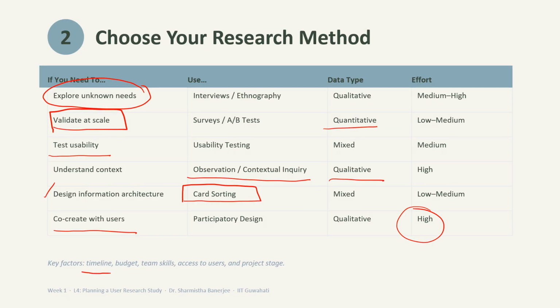Whenever you collect a huge quantity of qualitative data, it is a very high effort process, even in the analysis phase where you have to analyze all that qualitative data and try to make sense out of the data that you have collected. So you have to choose the right method depending on certain key factors. What is the timeline in your project? How much money do you have in your project? What are the skills of your team members? And do you have access to users? How many users do you have access to? And what project stage are you in?